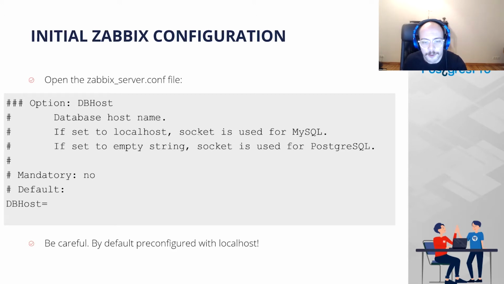We're using socket communication for MySQL. So we need to set DB host equal to an empty string. Otherwise, you will see connection errors as you try to start up your Zabbix server. This is a very common thing, but you have to be careful with it because it can cost you some extra time until you figure this out. So it's pre-configured with localhost, but you need to leave this as an empty string in the Zabbix server config file.